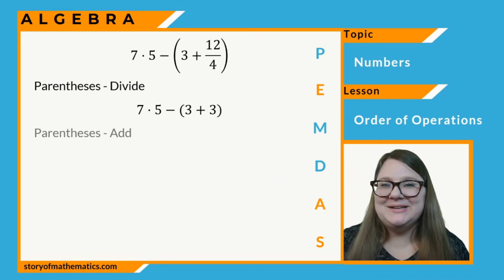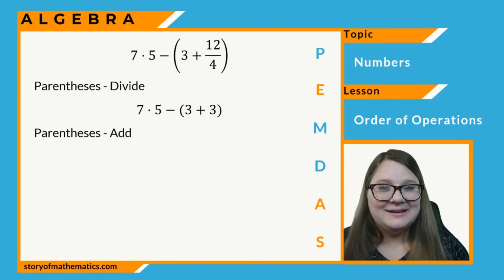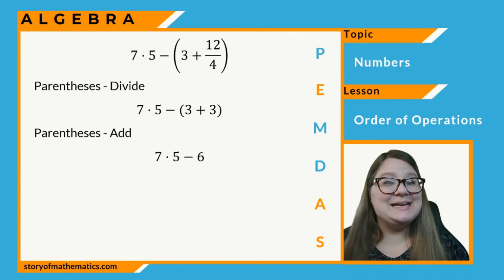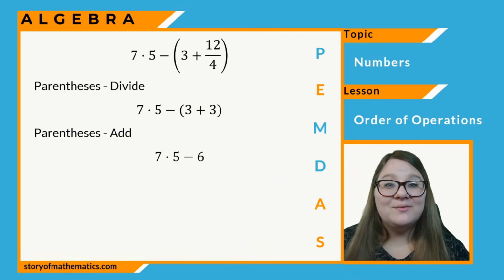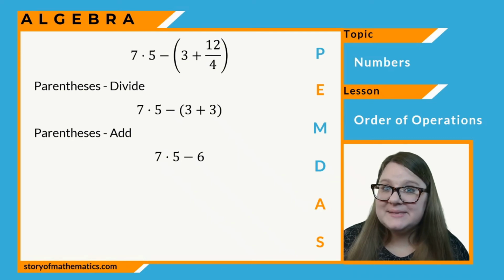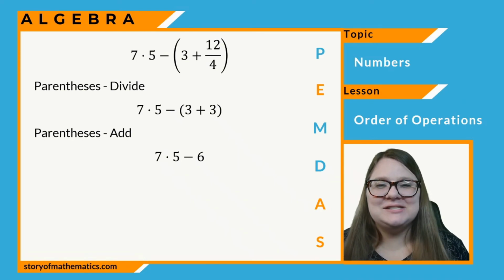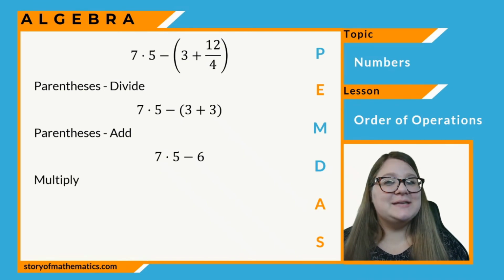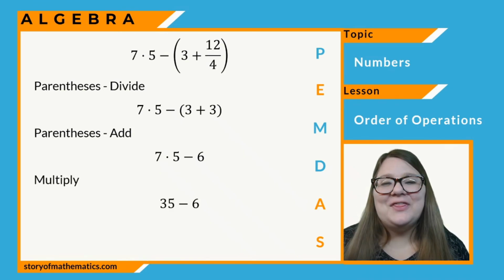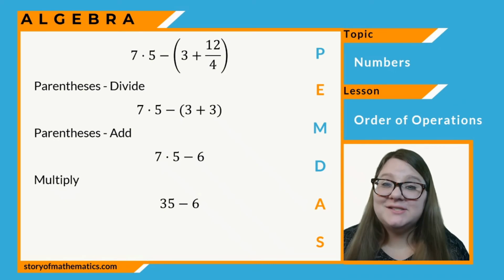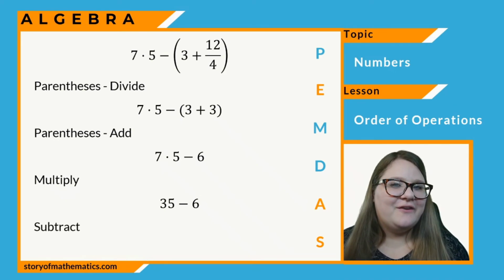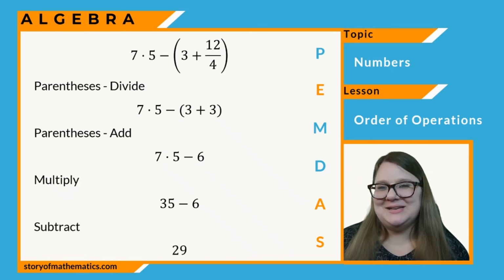Now, also inside the parentheses, we're going to add. 3 plus 3 is 6. All right, so now we've gotten rid of parentheses. We have no exponents. So multiplication and division, multiplication is going to come up next. So 7 times 5 is 35. And 35 minus 6, well, that means we still have subtraction left to do. And 35 minus 6 comes out to be 29.